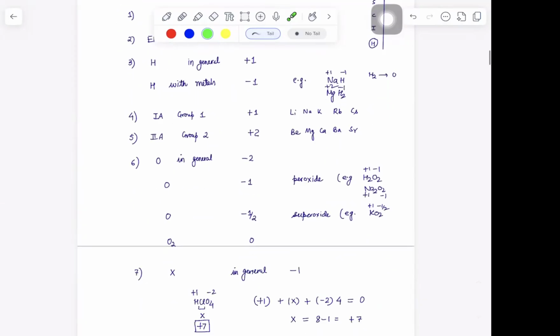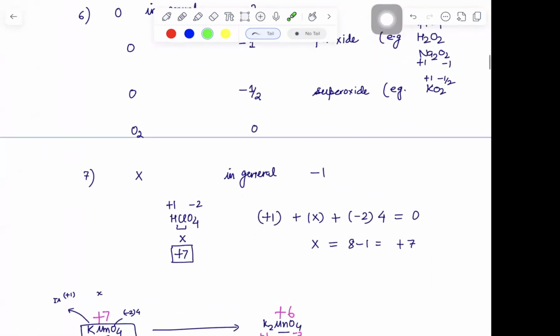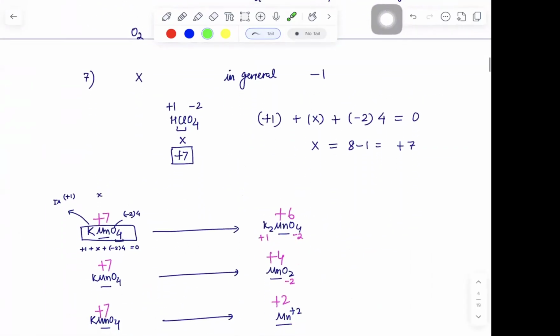चलिए आगे बढ़ते हैं, रूल नंबर 7 की तरफ. So if you have HClO4, how much is Cl in this case? +7. HClO4 में Cl कहाँ पे होगा? +7 पे होगा. Okay. Why?